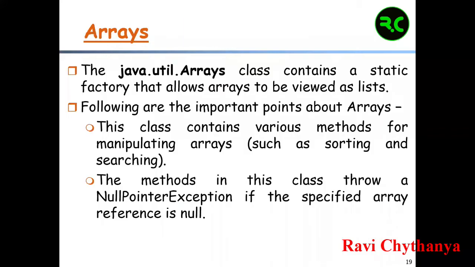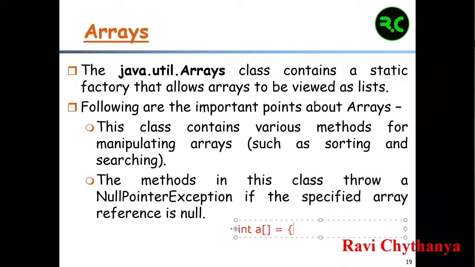The Arrays class contains a static factory that allows arrays to be viewed as a list. Till now we have seen what arrays are, and we have written them like this: 1 2 3 4 5 6 and so on.